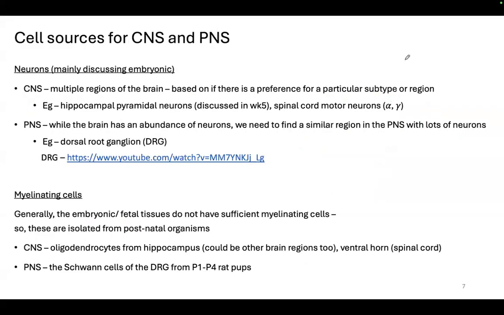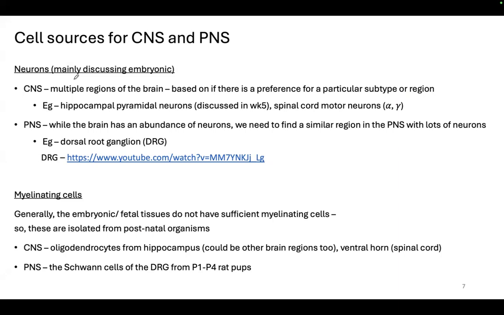So now we come to where to get these cells from. This is just a summary of what was covered in probably two lectures of this week. The first thing is you want neurons, and the second thing is you want these myelinating cells. Amongst the neurons, let's restrict our discussion to embryonic cells. So there exists this mix and match that we can do.